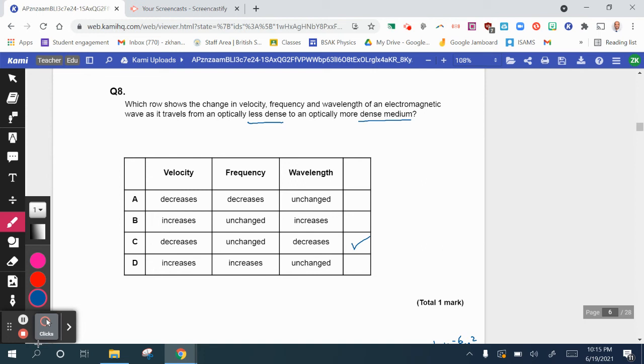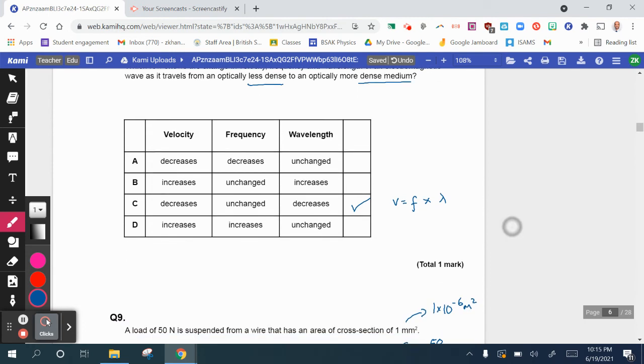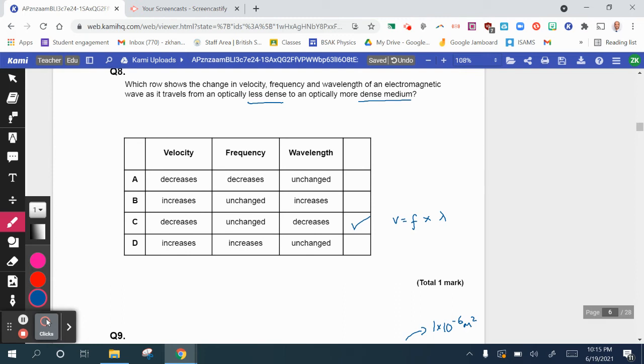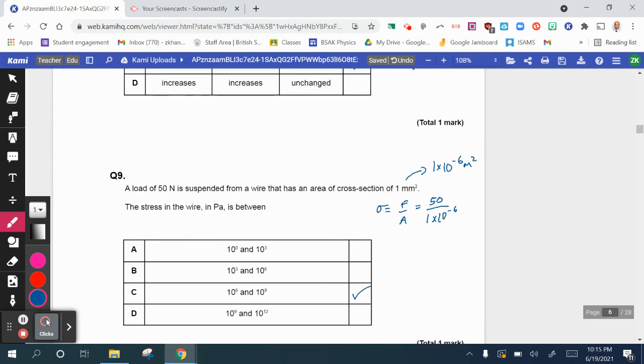So here, if we write down V equals F times the wavelength, we know this is a constant, so if the speed decreases, this will also decrease. But something to remember, the frequency of light, when it enters from one medium to another, remains unchanged.